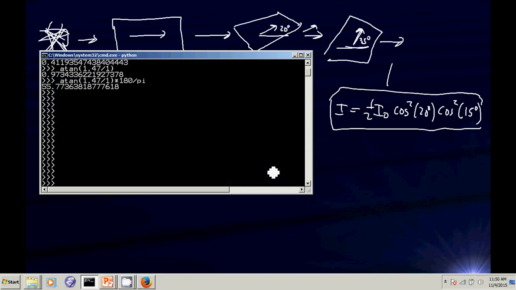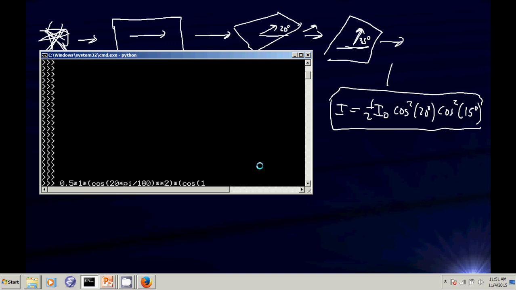So plugging the numbers in, I have half times my initial intensity, which was 1 kilowatt per square meter. I'm not going to do this in SI units. I'm going to leave it as kilowatts because there's no other units in the problem, and my answer will just be in kilowatts per square meter. Then I have to multiply by the cosine of, put parentheses here to make sure I don't make any mistakes, cosine of 20 degrees. Python likes me to put angles in radians, so let's convert that to radians by multiplying by pi, dividing by 180, and then I have to square that. And then I'm going to multiply by cosine of 15 degrees.